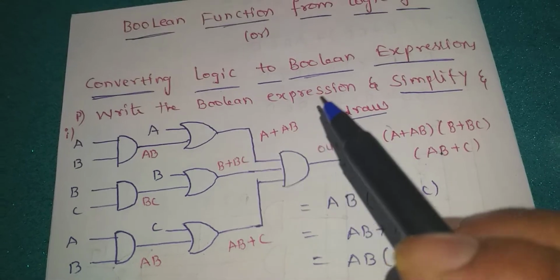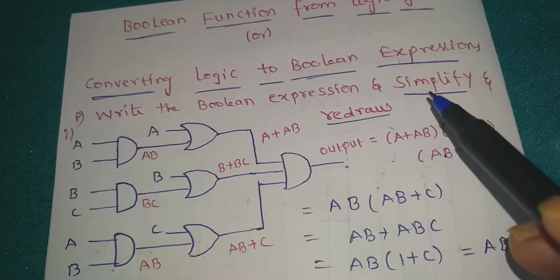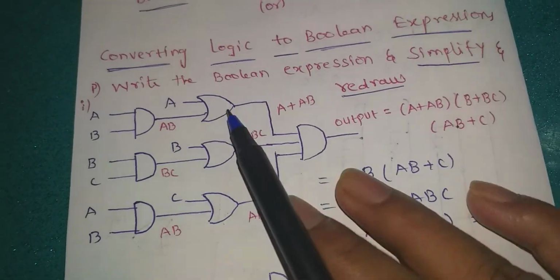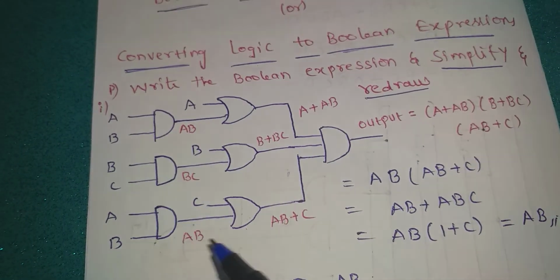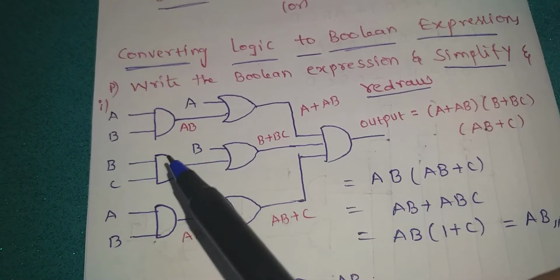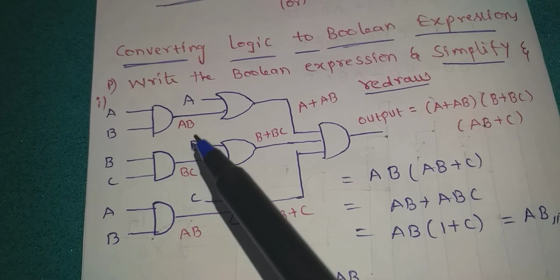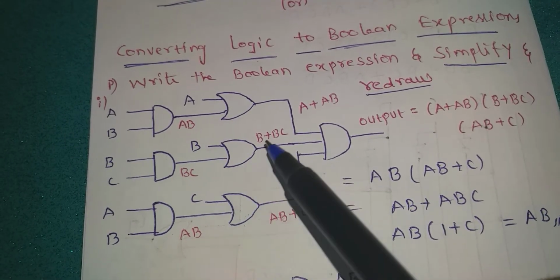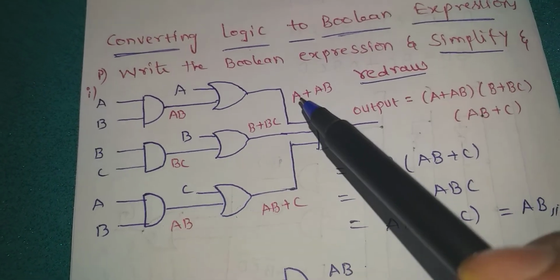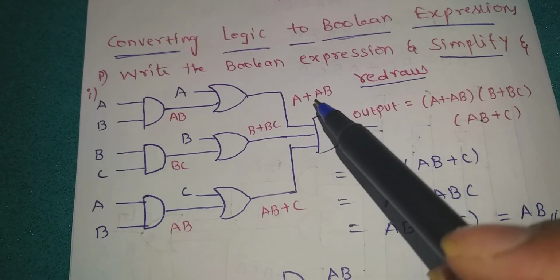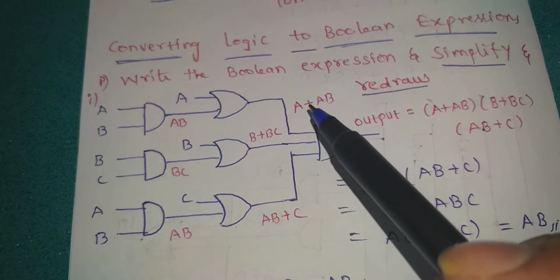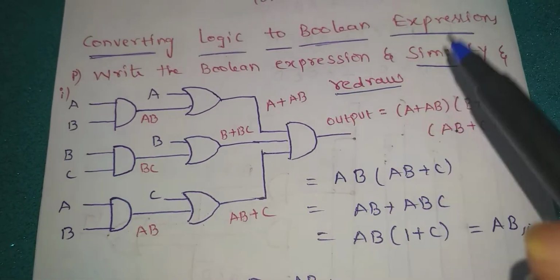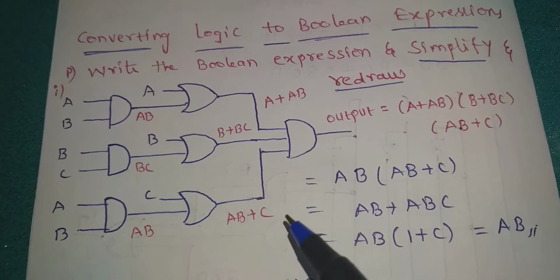We have to write the Boolean expression of this circuit, simplify it, and redraw the logic. This is the logic they have given. Since it is an AND gate, we get A into B, B into C, A into B. Now these are inputs to OR gates: A plus AB, B plus BC, AB plus C. These three are ANDed, because it is a 3 input AND gate. So the output is (A plus AB) into (B plus BC) into (AB plus C).